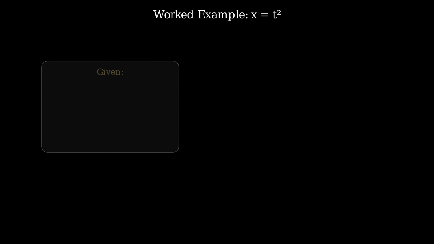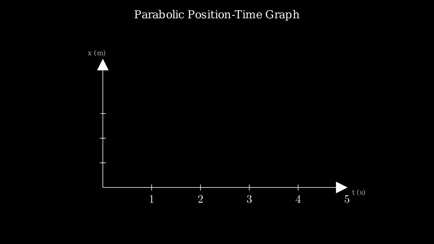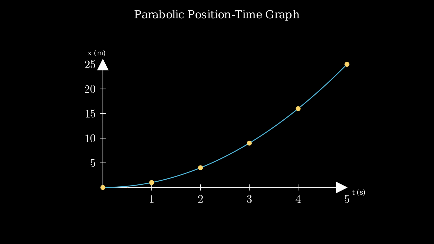Let's look at a worked example. A car travels from rest with constant acceleration, 2 meters per second squared for 5 seconds. Draw the position time graph. Connecting these points traces out a parabola. At t equals 0, the curve is flat, velocity equals 0. As time increases, the curve gets steeper, showing increasing velocity.